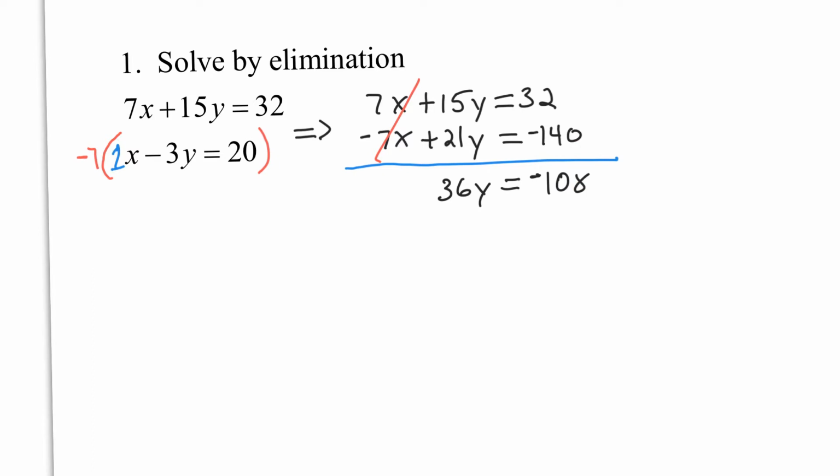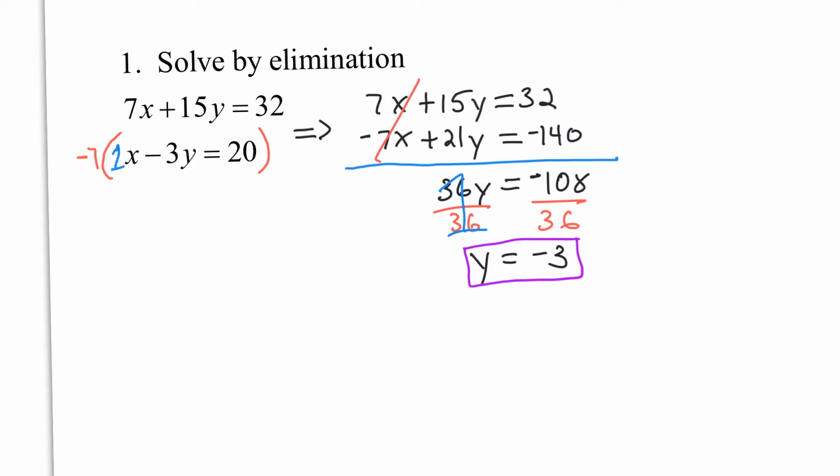Now you are going to solve for y. So you divide by 36 here. This is going to turn into 1. So my y value is negative 3. So we got the y. Now you are going to go back and substitute this value for the y into one equation in the original system.